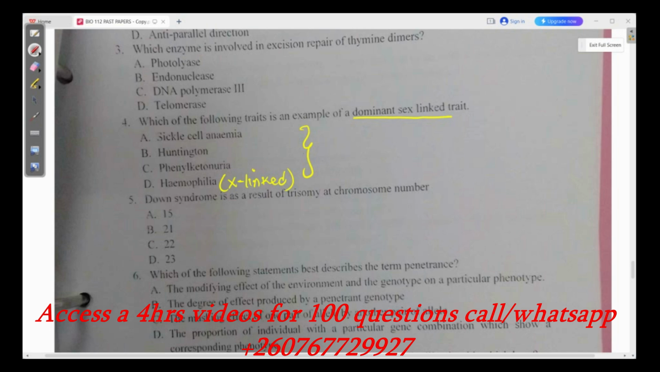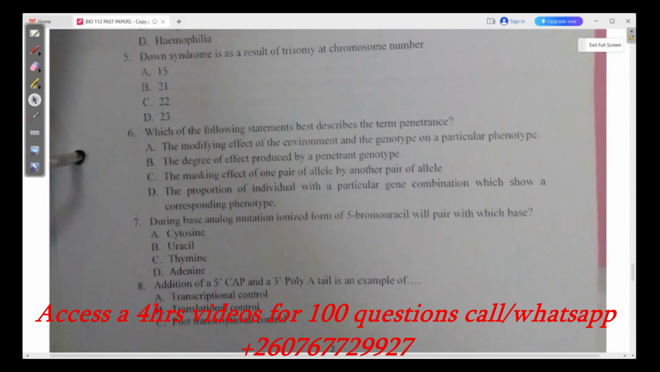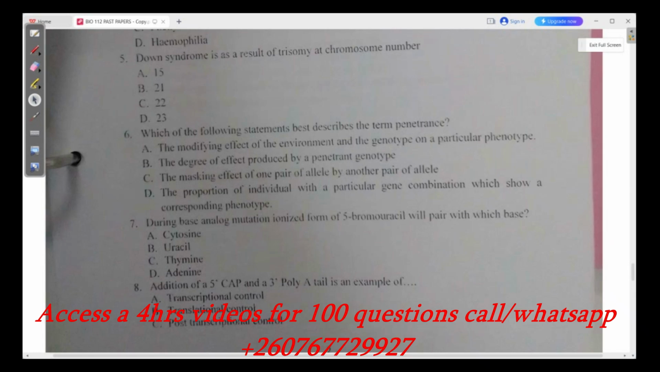We only have a single sex-linked trait, which is hemophilia, but this hemophilia is not a dominant trait. So as far as our options are concerned, we don't have a correct option to this question. We only have one sex-linked recessive trait. So there was no answer to this question. I'm sure corrections were made during marking or maybe during the exam.